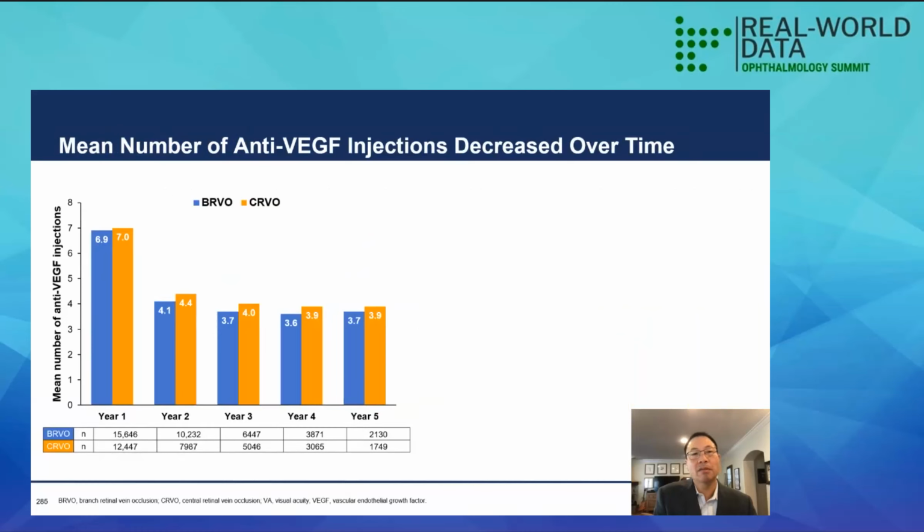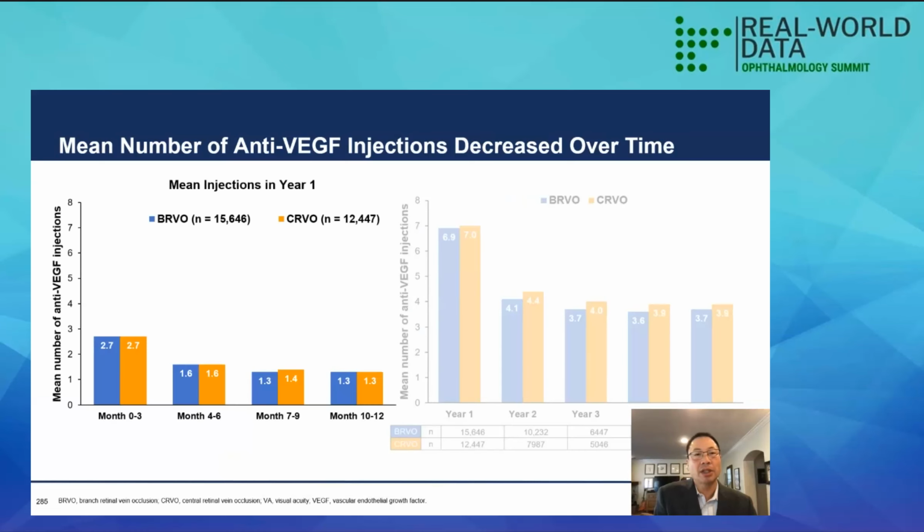The mean number of anti-VEGF injections concomitantly decreased over time. You can see that there's a decrease from a mean of about 7 injections in the year 1 cohort, which reduces to 3.7 injections in the 5-year BRVO cohort and 3.9 injections in the CRVO 5-year cohort.